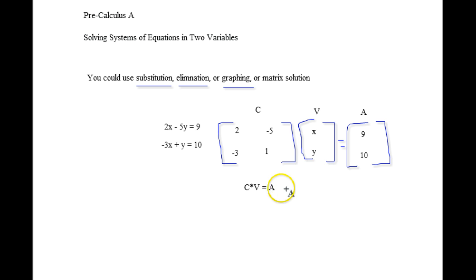Now in matrix math, if I wanted to get matrix V alone, which is the whole point because I want to find out what x and y are, I would need to multiply by the inverse of C. So C inverted times C times V equals, and if I do it to one side, I have to do it to the other side.